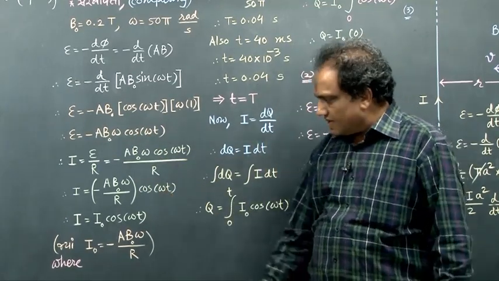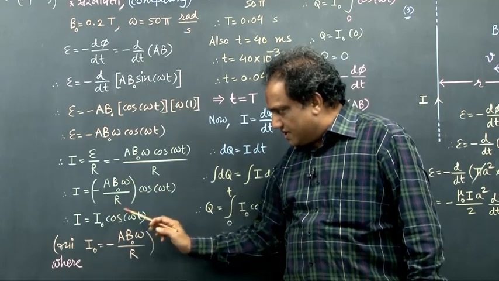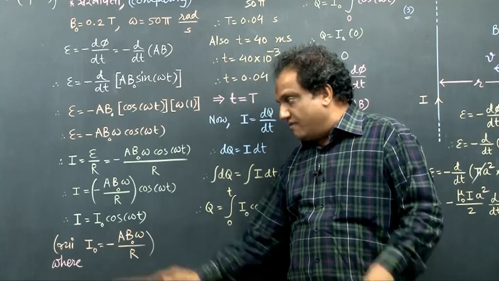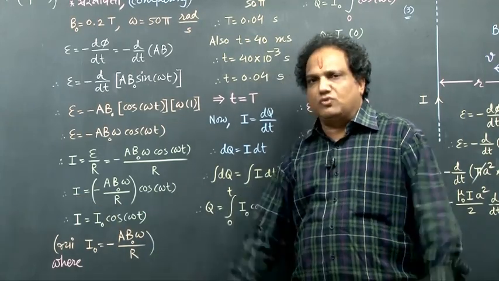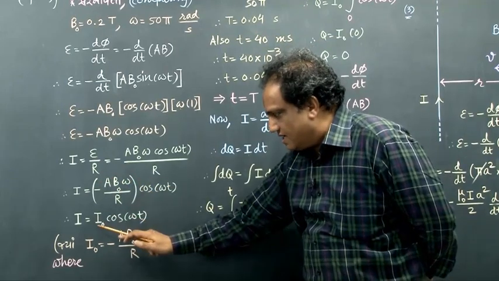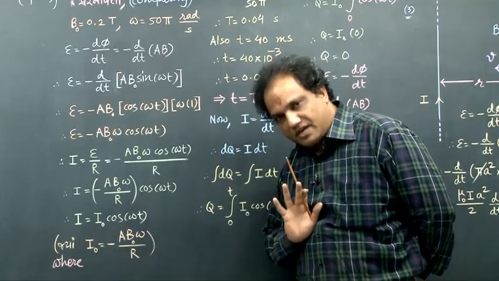Fine. Now this part is constant also, and that same part indicates the maximum value of induced current. Let it be shown by the symbol I0. So this part I just replace by I0 into cos of omega t.